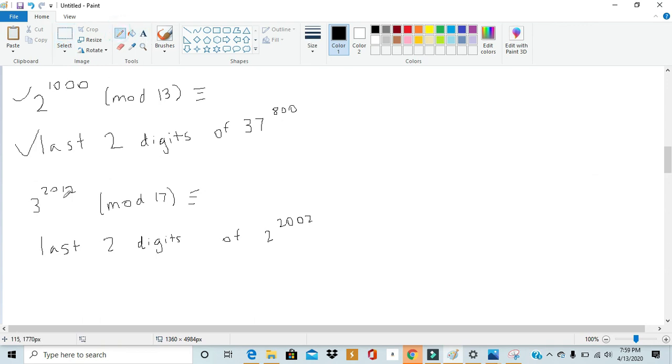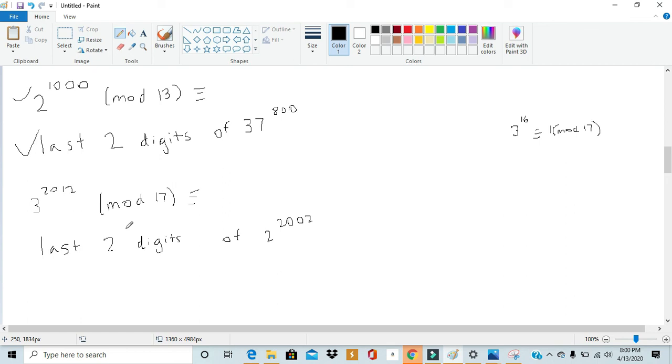Challenge 3. 3 to the 2012 mod 17. Now, once again, we're dealing with a mod that's a prime number. If we have a prime number, we're using Fermat's little theorem. So Fermat's little theorem will say that A to the m minus 1 is congruent to 1 mod m. So 3 to the 17 minus 1, which is 16, is congruent to 1 mod 17.